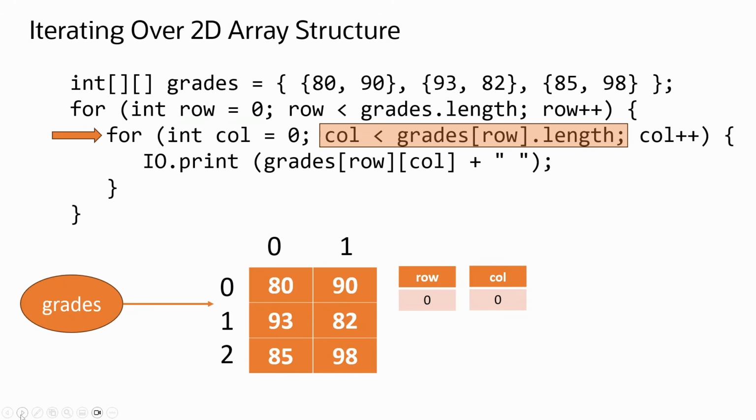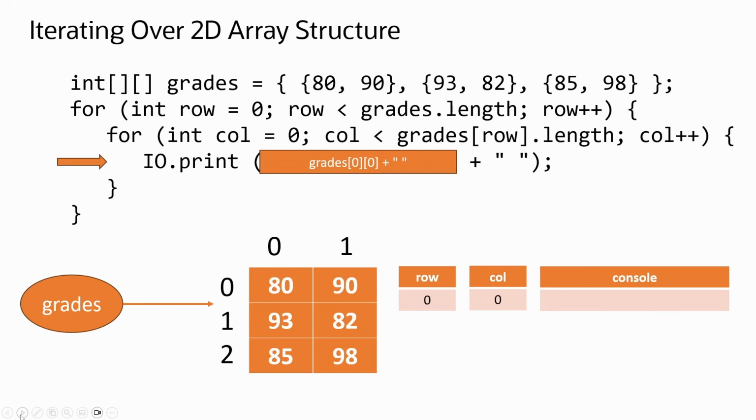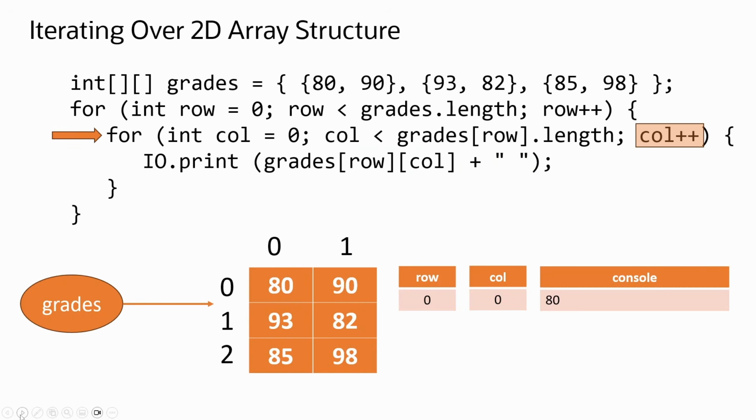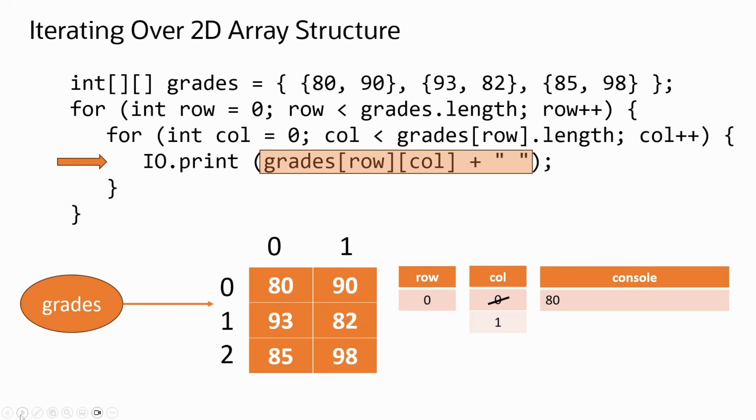And column is going to start at 0, and it's going to look at this row here, grades at row, which is row 0, and it's going to ask the length of that, which is 2. So is 0 less than 2? Yes, it is. And so we are going to do the body, which prints the value at grades at 0, 0, which is 80. Then column plus plus, column goes to 1, and we check again. Is 1 less than 2? Yes, it is. And so now we're going to print grades at 0, 1, which is the value 90.